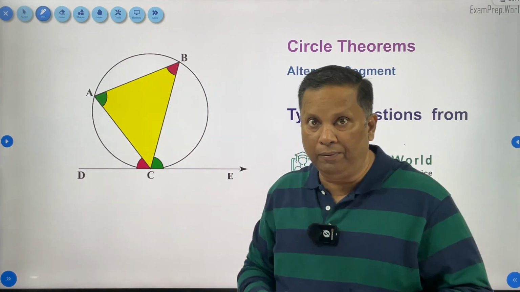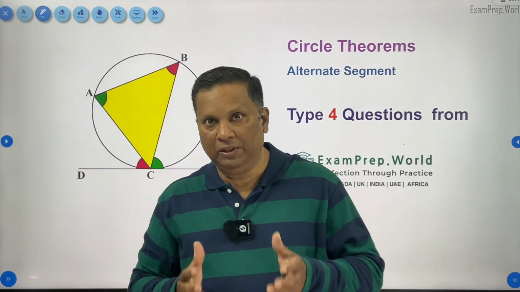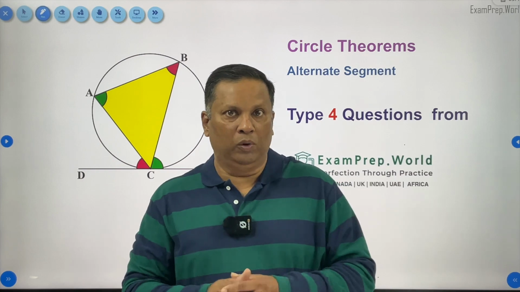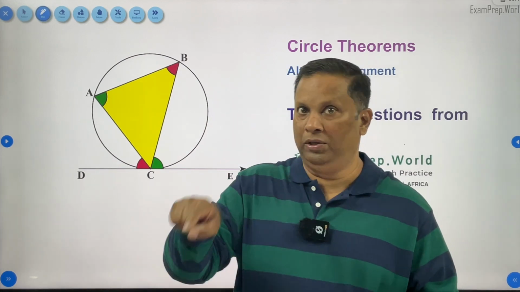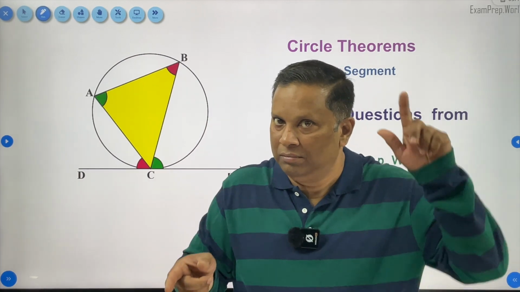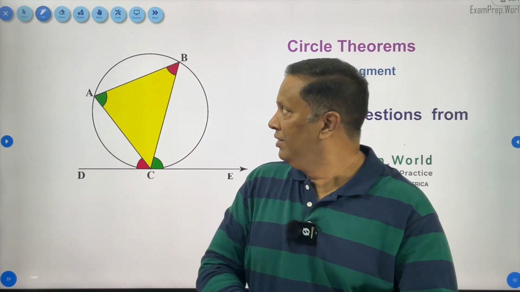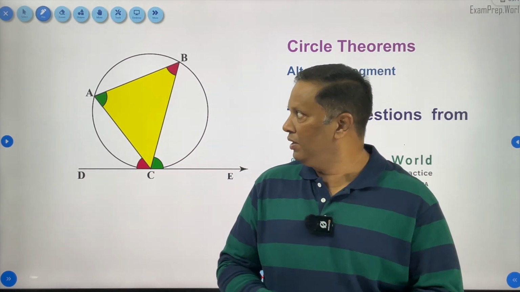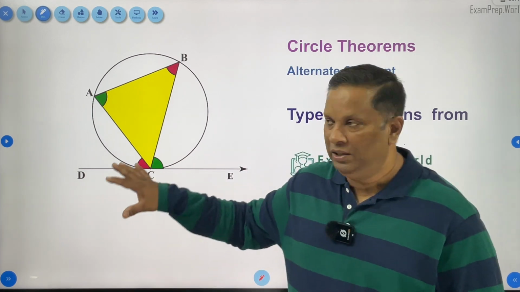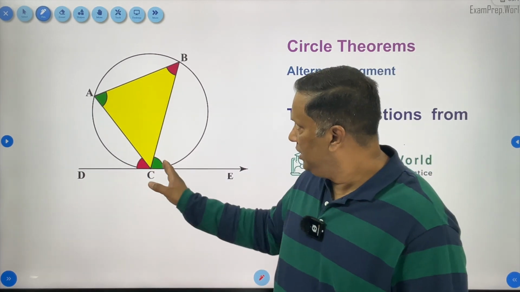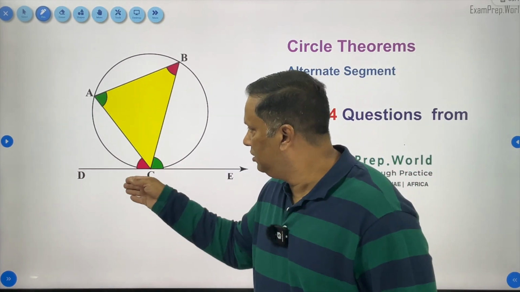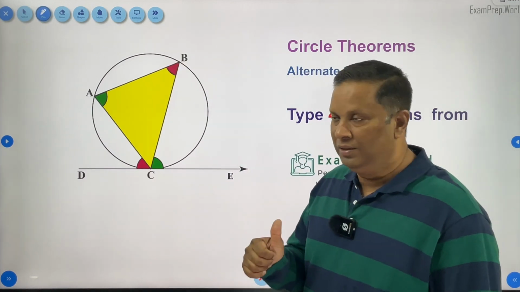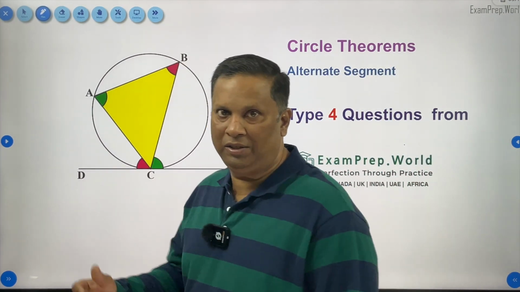Instead of remembering the words, circle theorems, I always suggest that the more you remember pictorially, the better. And what's the method to do that? You have to draw with your hand, mark them, alternate segment. Once you do that, you will get it. So let's begin with the questions. Look at them very carefully. See A, and this angle is equal to this one. Let's begin questions using this theorem.